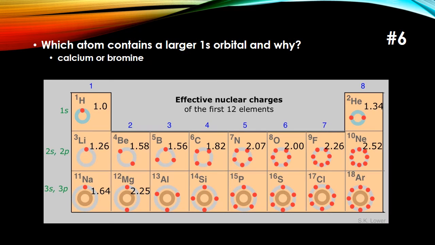And this picture just illustrates what I was trying to say, but without using actually calcium or bromine. Here, the effective nuclear charge of lithium is 1.26, but neon is 2.52. Neon is much more able to draw these electrons in, or rather these orbitals in, and lithium doesn't do it so well. So lithium is actually larger than neon.